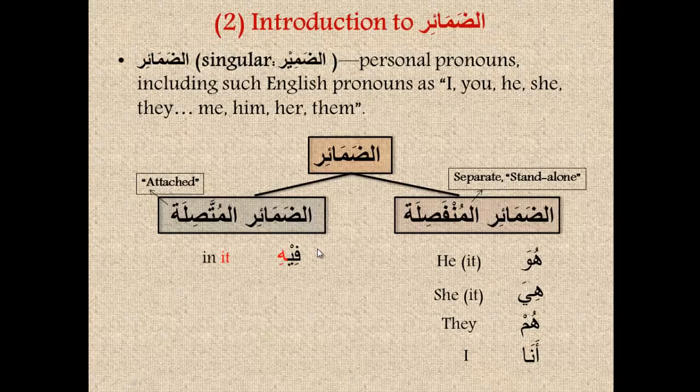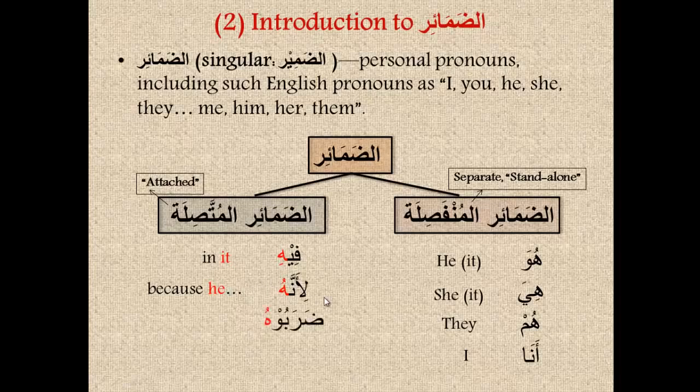Over here we have examples of attached pronouns. So here there is the expression or phrase fihi, which means in it. This is composed of two separate words. Fi, which means in, and hi, which means it. Hi is the attached pronoun. It is fixed to the word fi, so we get fihi. Example number 2, li'annahu means because he. Again, this is composed of two different words. Li'anna means because, and hu is the attached pronoun referring to he.